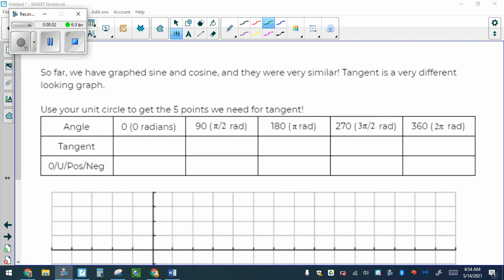All right, so far we've done sine and cosine, and they're very, very similar. Tangent is kind of a creature of its own design here. So let's start in on the tangent graph. Firstly, we're going to start in on our unit circle like we did for sine and cosine.